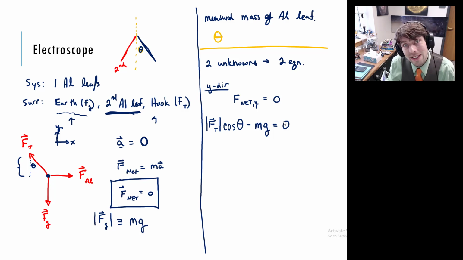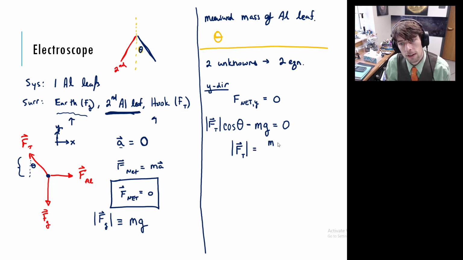Now notice here, this expression used for the y direction only has one unknown, the tension force. So I can go ahead right now and solve for the magnitude of the tension force. Moving mg to the other side, I find that it is mg divided by the cosine of theta. Okay, go ahead. Take a stab at the x direction.